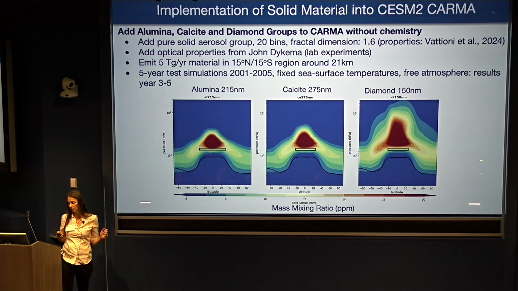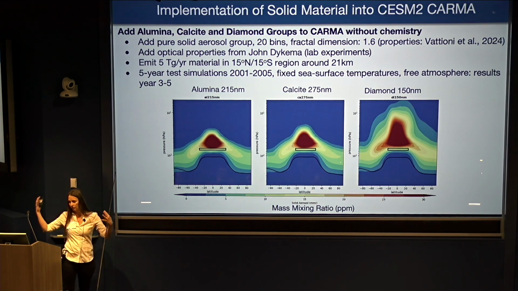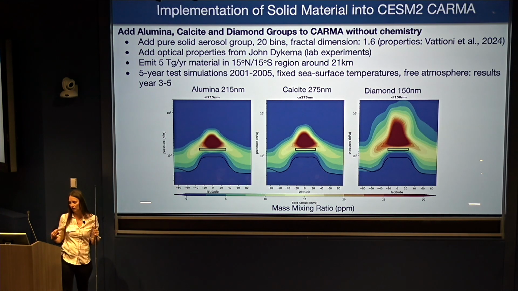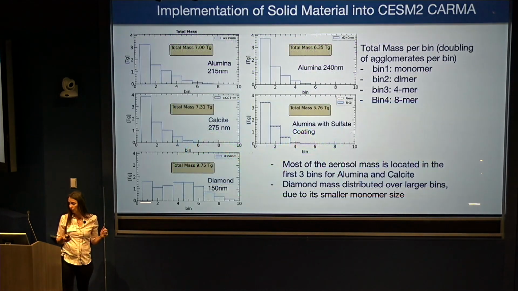And then our experiment is similar to what Sandro has done before, injecting 5 teragrams of material in a band around the equator, 50 north to south, and around 21 kilometer altitude. And so, yeah, for the initial experiments, we do fix the sea surface temperature, but we have a free running atmosphere, so we can look at changes in temperature and radiation and so on. So here are some initial results.